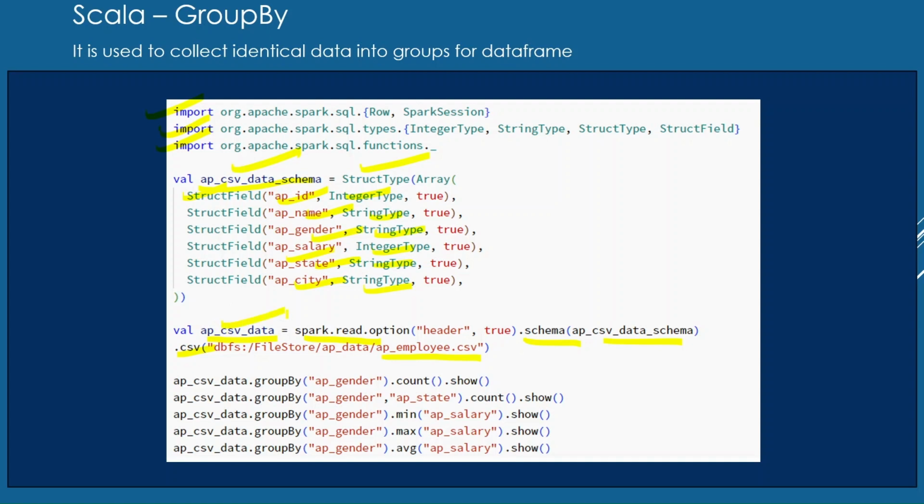Once this data frame gets created, now we can use this group by function. So here I am grouping with the help of AP gender and counting it. Here I am grouping based on 2 columns, one is AP gender and the other is AP state, and I am taking the count of it. I will show you what output it is going to generate whenever we apply this group by function. I will show you when I do the practical implementation over Databricks.